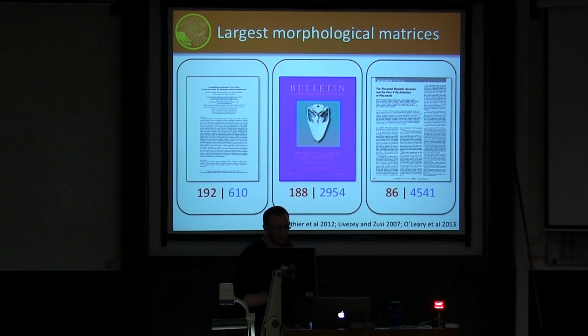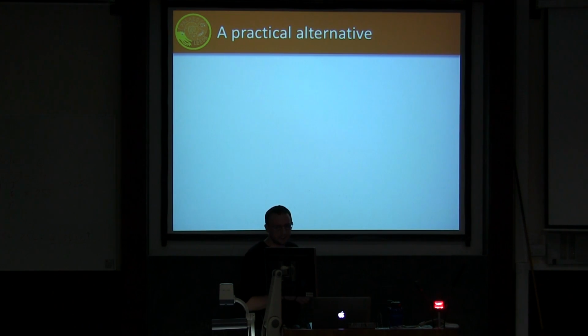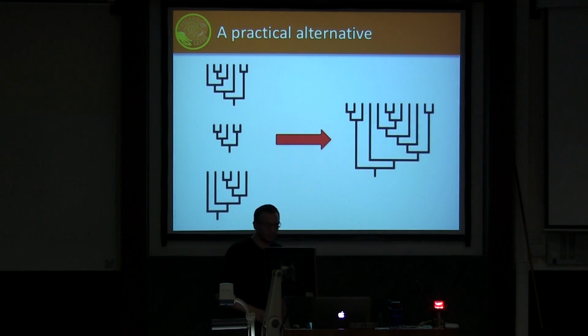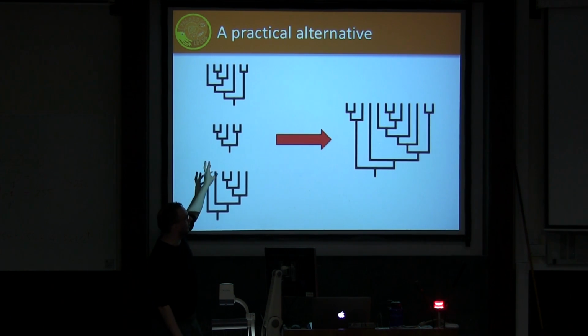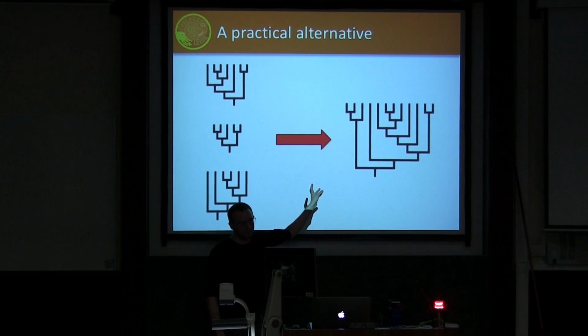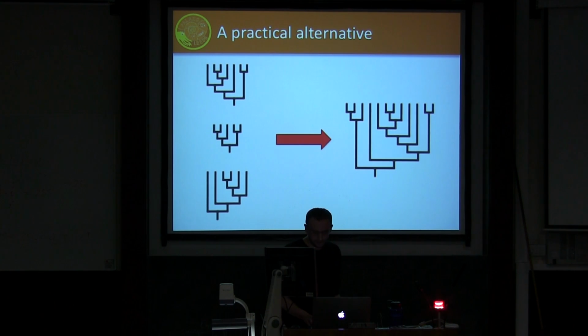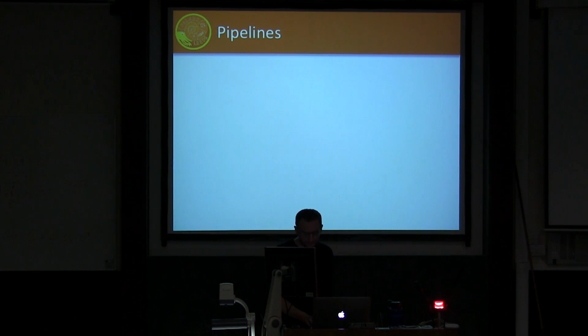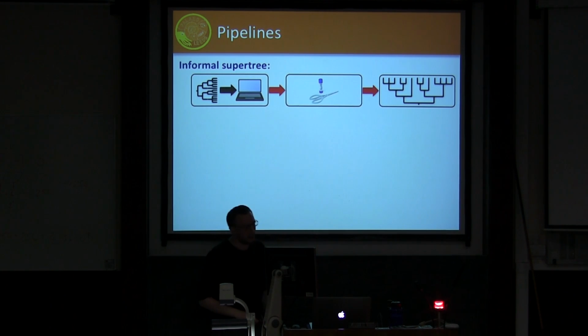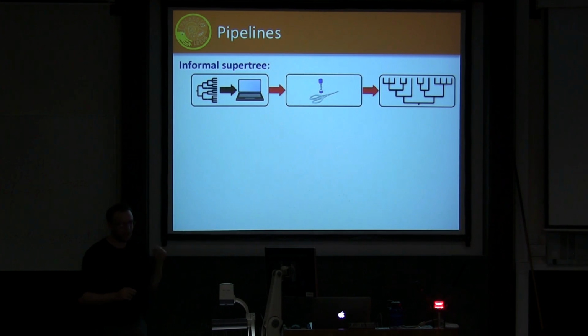So if we're going to build big trees, there's really only one practical alternative at the moment, and that's to build some kind of composite topology by taking a bunch of smaller trees from the matrices we do have and combining them together into some larger tree. So I would say there's probably three main ways of doing that right now. I'm going to express these as kind of pipelines.